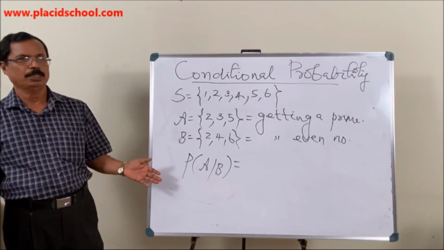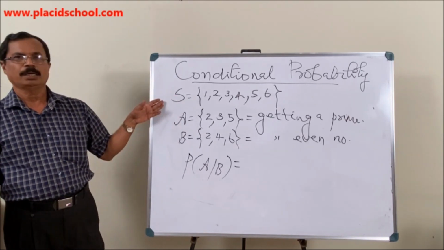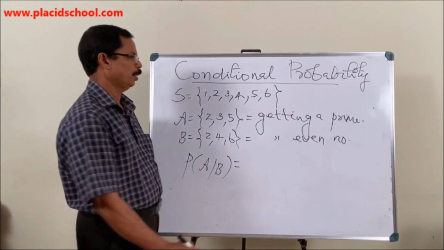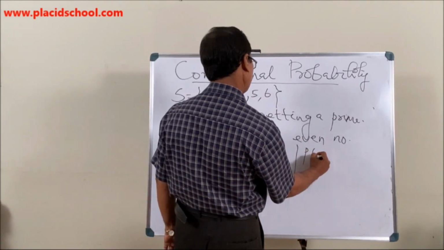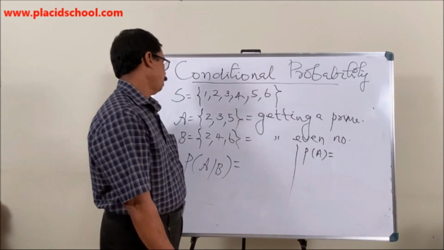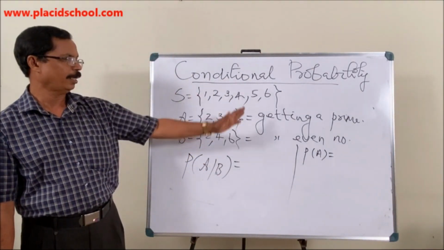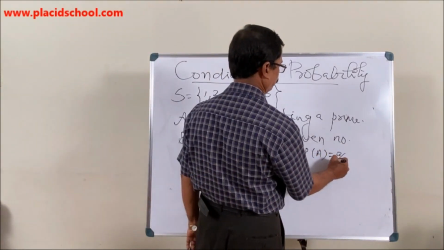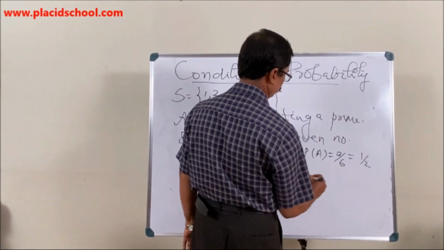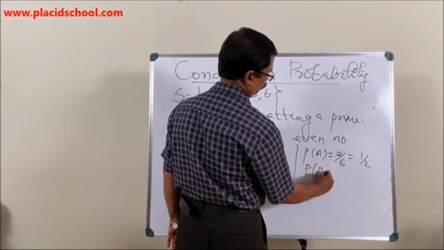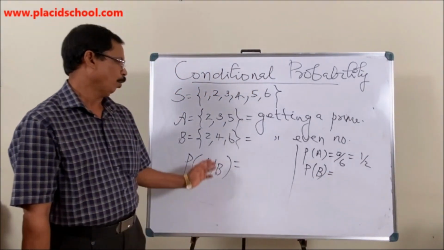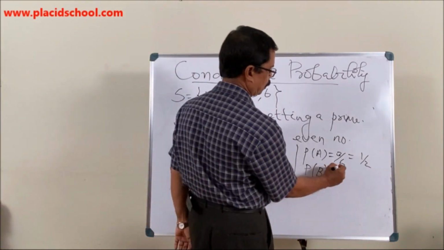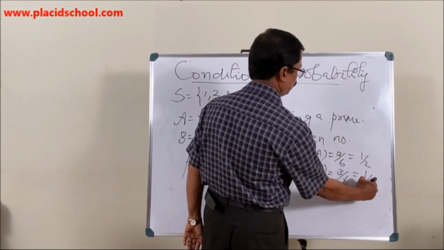Then how will you find out the probability? Usually we find the probability as the number of favorable outcomes divided by the number of outcomes in the sample space. For example, what is P of A? A contains 3 elements and S contains 6 elements. So the probability of A is 3 divided by 6, and it is 1 by 2. Then what is the probability of B? B also contains the same number of elements, that is 2, 4, 6. So its probability is again 3 by 6, and it is 1 by 2.